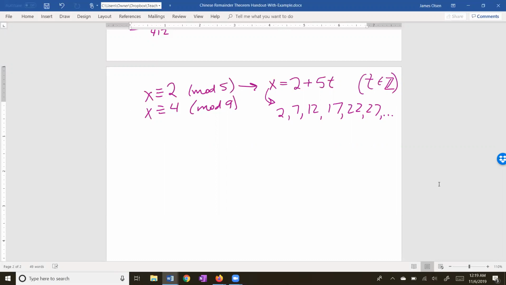Well, 2 is still 2 mod 9. 7 is still 7 mod 9. 12 would be 3 mod 9. 17 is 8 mod 9. 22 is in fact 4 mod 9 because it's 4 bigger than 18. So my answer here is that X is congruent to 22 mod the product 4 times 9, which is 45.